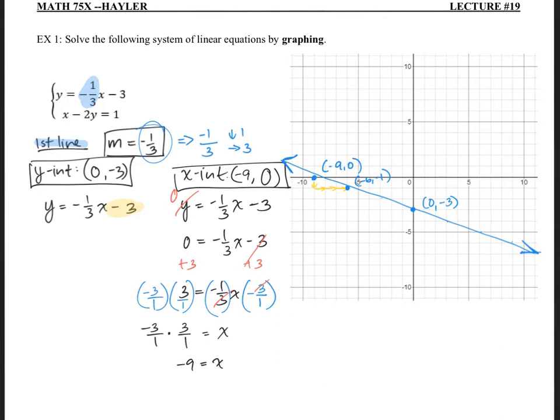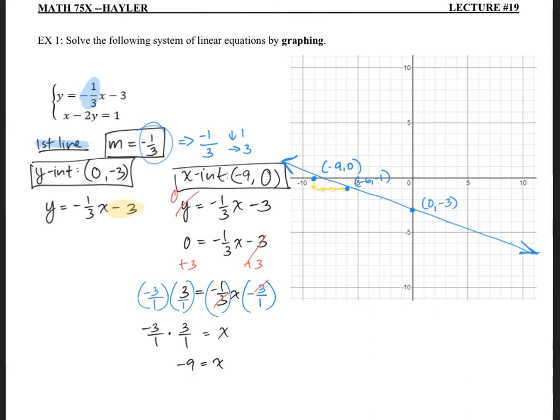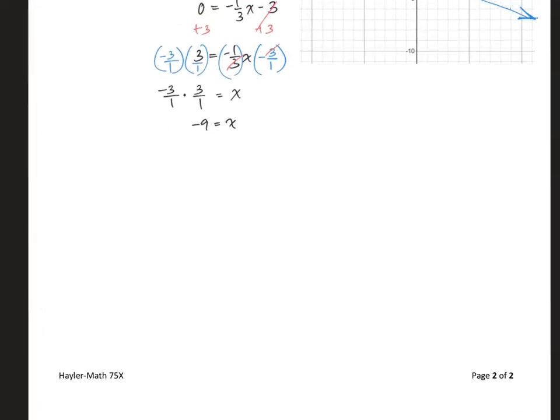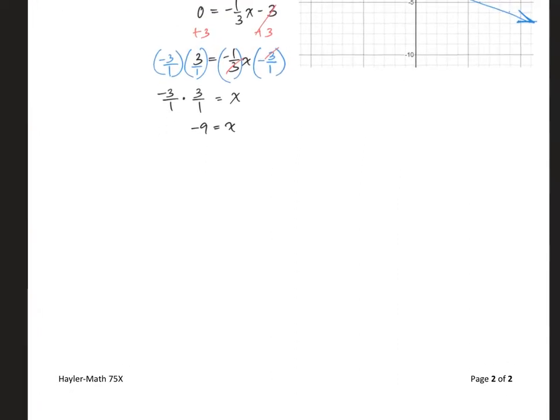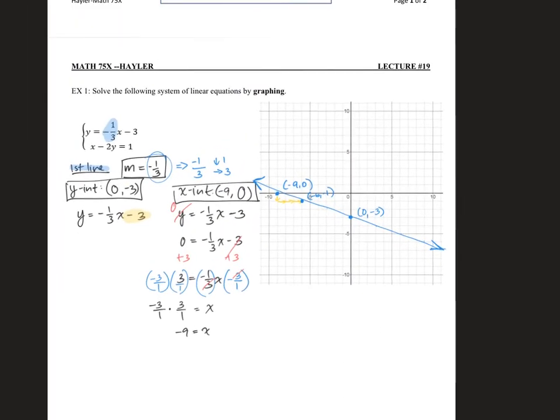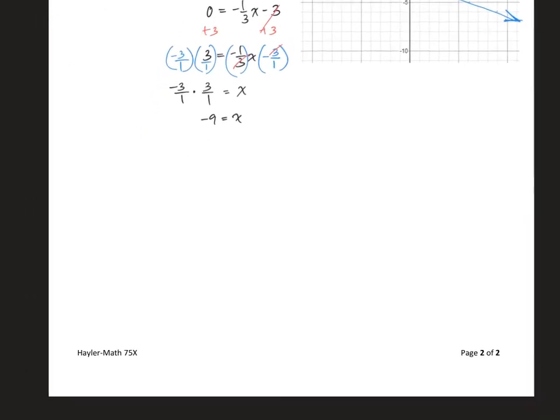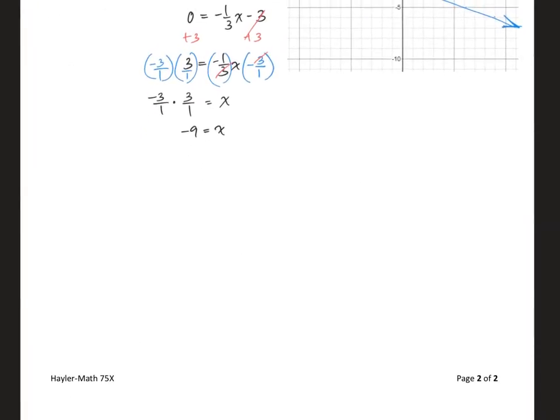So go ahead, pause the video, and try and find the information needed for the second line. So let me go ahead and copy down the second line. x minus 2y equals 1. Alright. Second line.